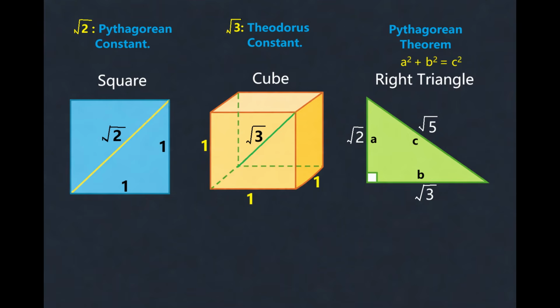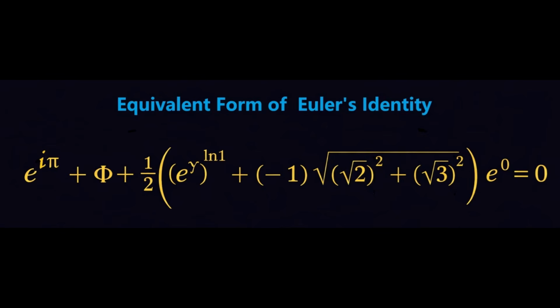Integers create squares. Squares create square roots. Square roots combine to create new ones. This same structure appears in the equivalent form of Euler's identity. Why this matters for the equivalent form of Euler's identity? This equivalent form is not just about special numbers. It encodes geometry through square roots, algebra through powers and sums, and structure through identities.